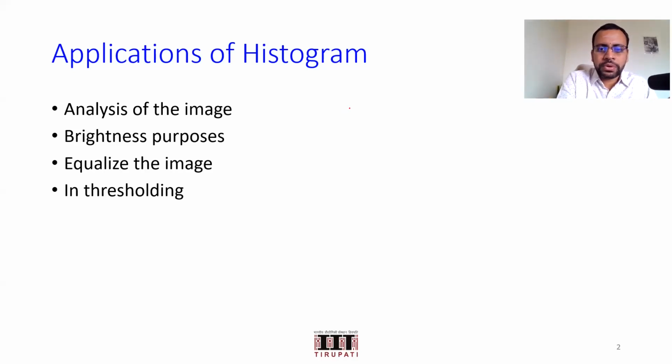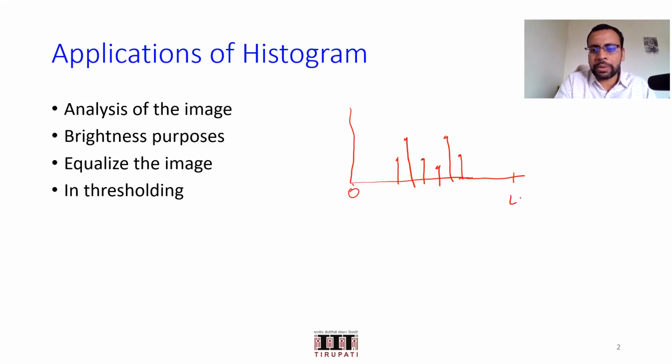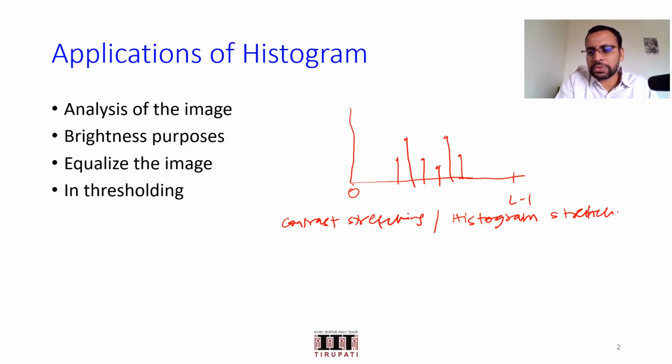Let's say you have got a histogram, something like this for an image. And assume that 0 to L minus 1 is your range of intensities. First thing we wanted to do was called contrast stretching, or you may call it histogram stretching also. Essentially, the same thing gets reflected in the histogram also. So you may call it histogram stretching.